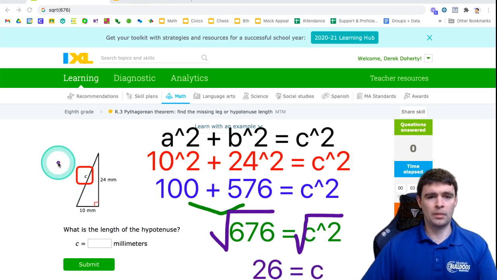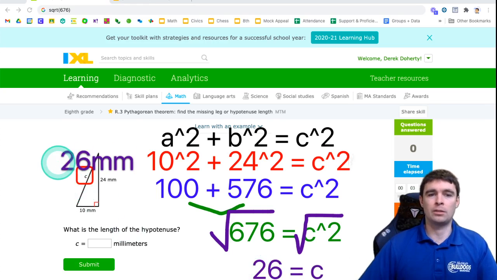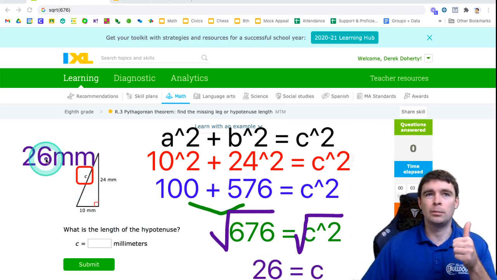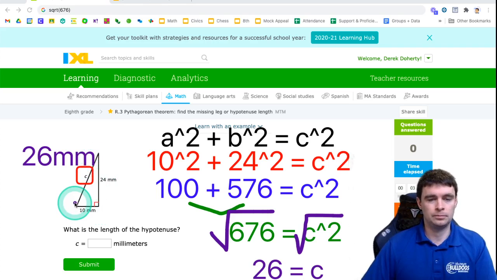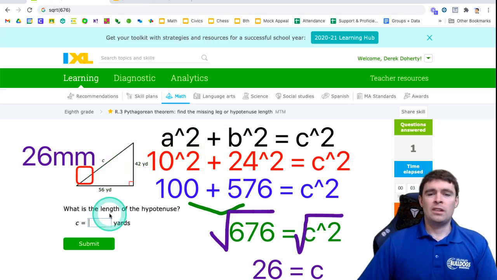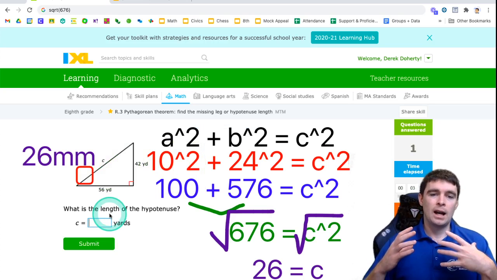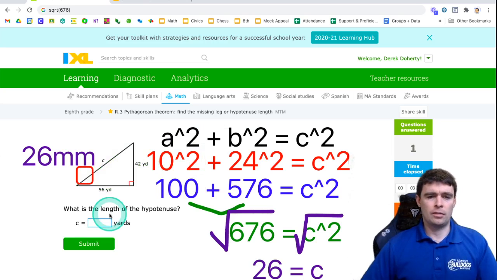And as I look here, I put that 26 millimeters back onto the right triangle. That looks pretty darn good to me. It should be a little bigger than the 24 millimeters, but not too much, so 26 looks very reasonable to me. So there's our answer. That was finding a missing hypotenuse, a missing long side of the right triangle.